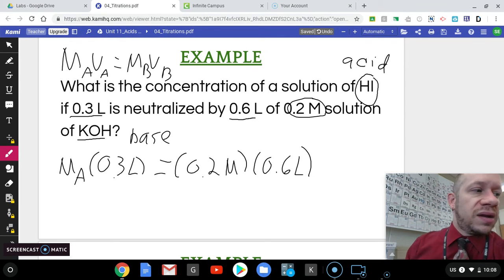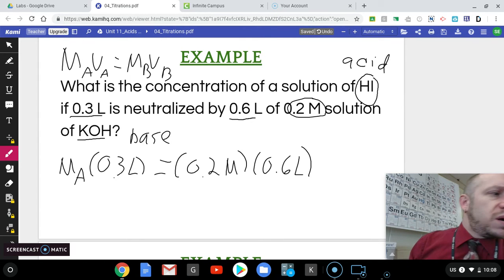Let me grab my calculator out of my bag here. Where are you, calculator? Seriously.